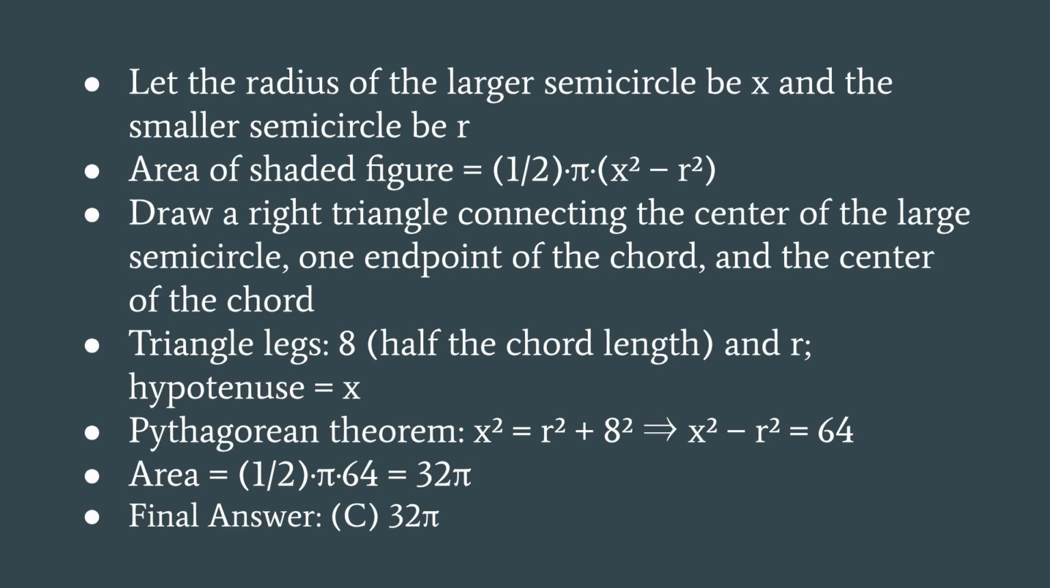Let the radius of the larger semicircle be x and that of the smaller semicircle be r. We are looking for one half times pi times (x squared minus r squared). If we connect the center of the large semicircle to one endpoint of the chord and the center of the chord, we get a right triangle with legs 8 and r and hypotenuse x. x squared equals r squared plus 8 squared, and that means x squared minus r squared equals 64. Plugging that in, we get 32 pi. So the final answer is C, 32 pi.